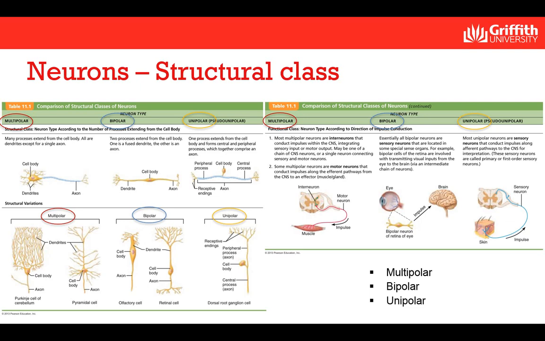So we have sensory neurons traveling toward the brain, unipolar neurons. We have motor neurons traveling away from the brain, multipolar neurons, and in between we have interneurons, or association neurons, that lie between the motor and sensory neurons in the neural pathway. But how do we get the message from one neuron to another? How do they talk to each other?